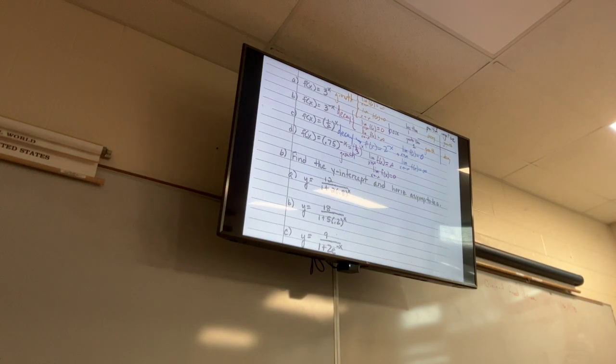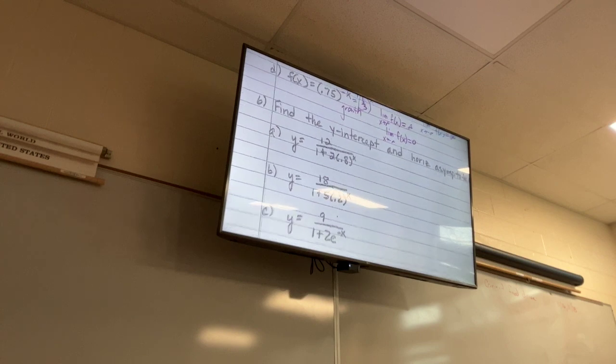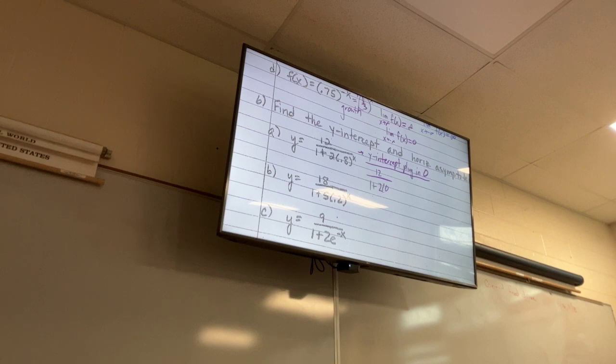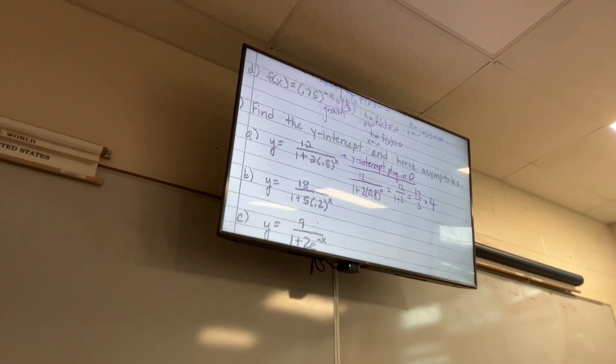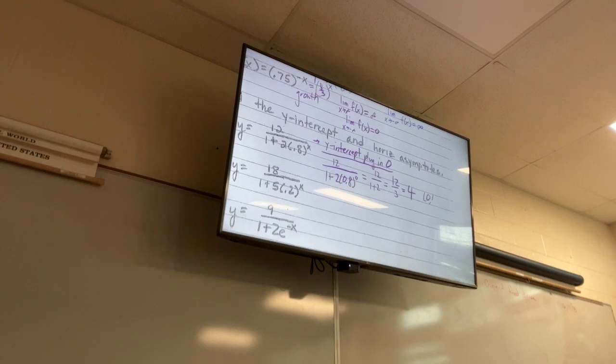Alright, let's move on. Okay, so B, we want to find the y-intercept and horizontal asymptotes. How do we find the y-intercept of a function? It's not too bad. You just plug in 0. So it'll be 12 over 1 plus 2 times 0.8 to the 0. It's going to be 12 over 1 plus 2, which is 12 over 3, which is 4. So the y-intercept is (0, 4).